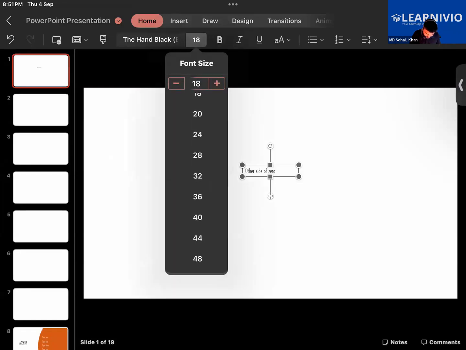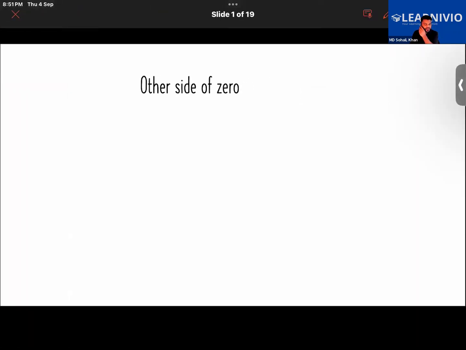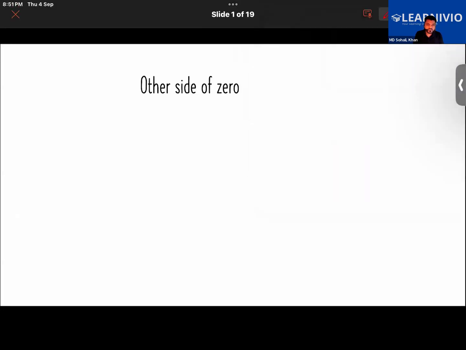Okay, so that's the chapter name. That is The Other Side of Zero. All of you, write down the chapter name. Also, some of you might not be on a fresh page.